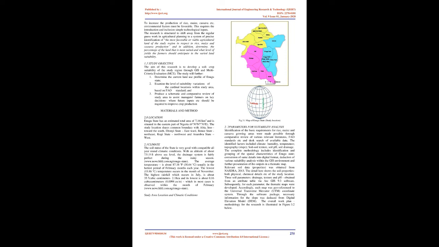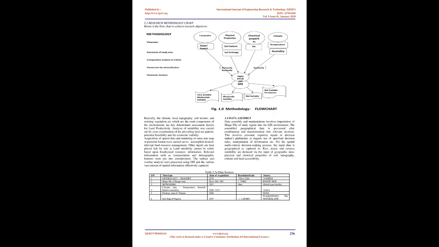1.3 Study Objective. The aim of this research is to develop a soil crop suitability map of the study region through GIS and multi-criteria evaluation, MCE. The study will further 1. Determine the current land use profile of Enugu State. 2. Examine the level of suitability variations of the cardinal locations within the study area, based on FAO standard, and 3. Produce a schematic and comparative review of the study area to assist managers/farmers on key decisions where future inputs etc. should be required to improve crop production.